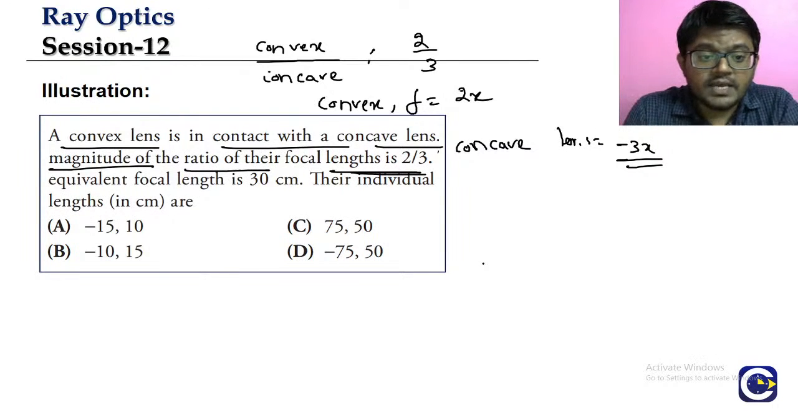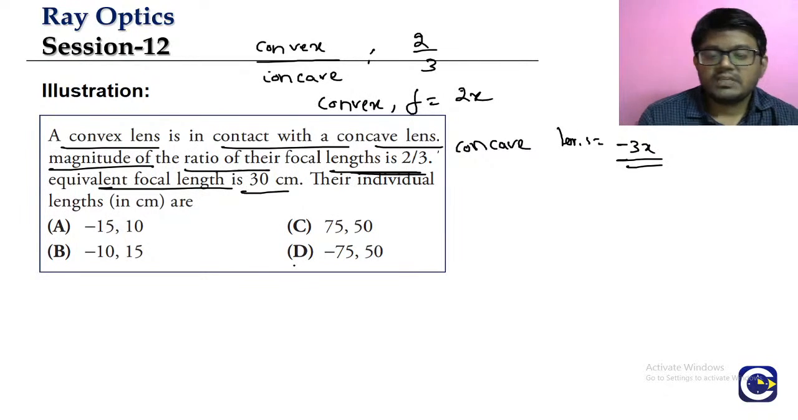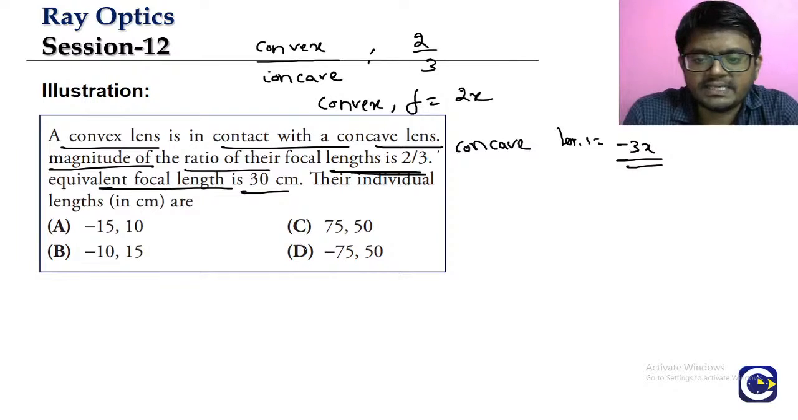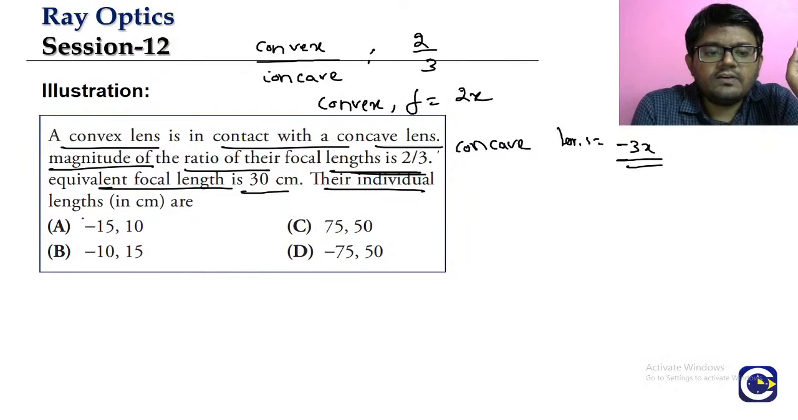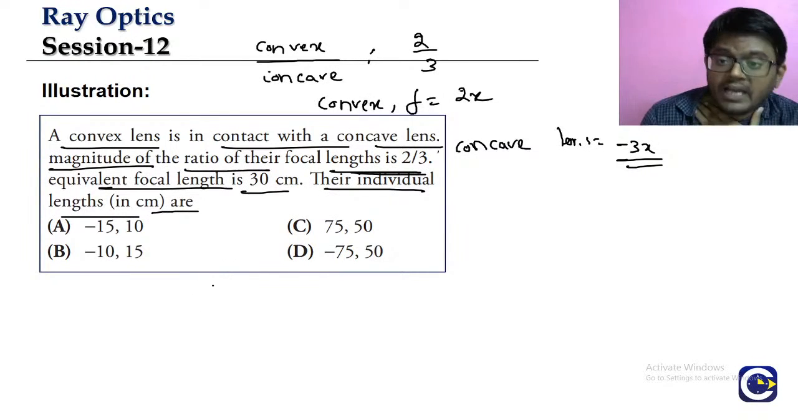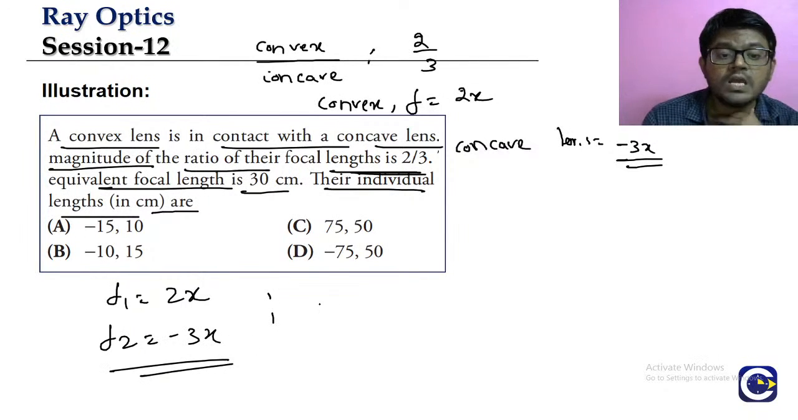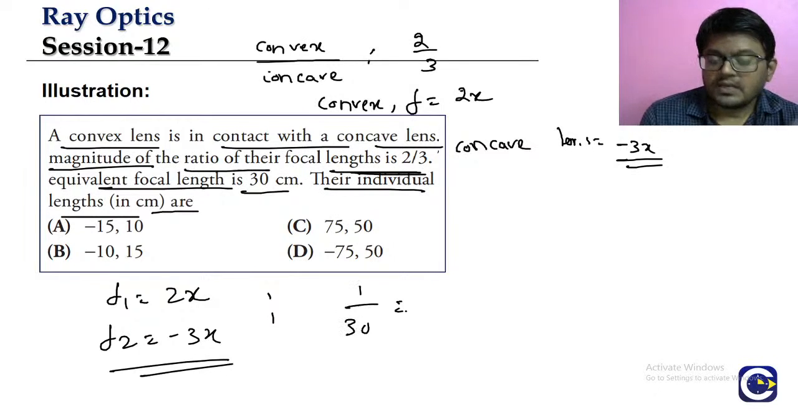Okay, the equivalent focal length of the combination is 30 centimeters. Their individual focal lengths are, means we have to find these focal lengths. Let us call them f1 and f2. The convex lens focal length f1 is 2x. The concave f2 is minus 3x. We have to find these values. What is the information we have? Equivalent focal length. 1 by f equivalent is equal to 1 by f1 plus 1 by f2. This is the relation when we make a combination of lenses.